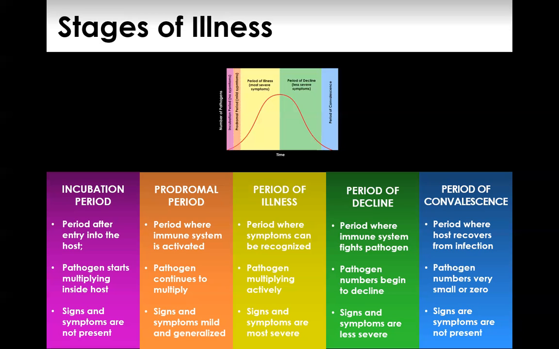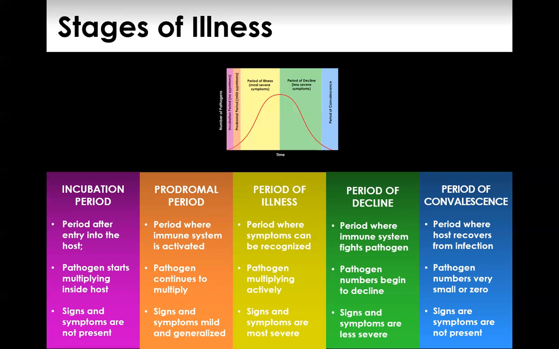Now, the next stage of illness is going to be the period of illness. It's like, okay, wow, I'm really sick. I have these symptoms. I have this runny nose, this achy cough. It feels like I've been run over by a truck. So the pathogen is actively multiplying during this time. The signs and symptoms are the most severe. So as the nurse, we may have to administer medication to treat that fever, push fluids to help them stay hydrated. So these are all things that we need to think about during this period of illness.